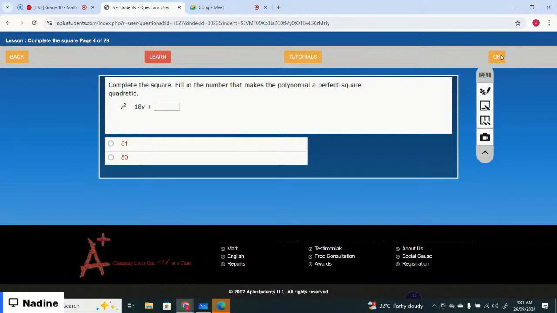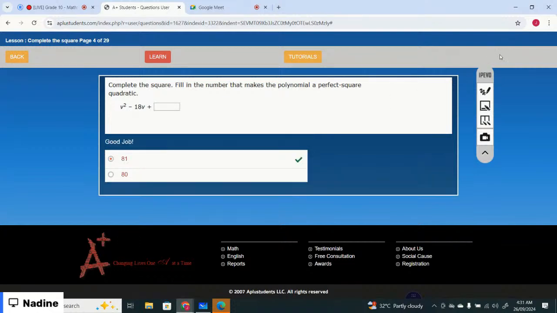Square minus 18v plus 81. So the missing one is 81. The correct option is 81.